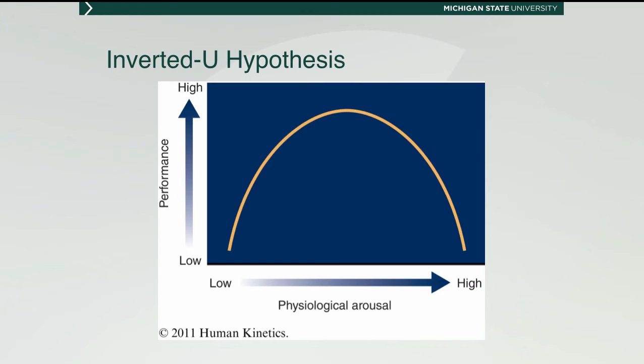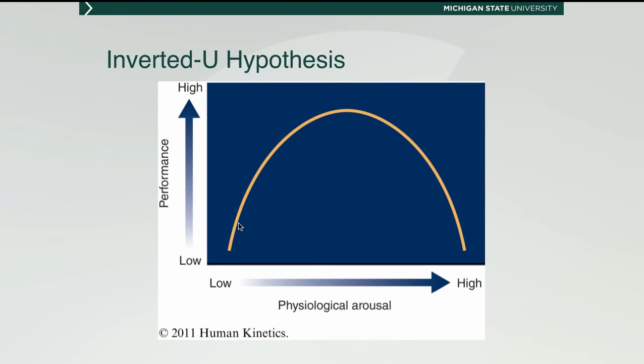But if we think of something like the inverted U hypothesis, this one is a little bit easier to digest. So what we've got here is, on the y-axis, performance, so low performance, high performance, and then on the x-axis we have, again, low physiological arousal, and then high physiological arousal. What you can kind of think of here is this suggests that athletes or physical activity participants, if they have no physiological arousal, they're not amped up, their performance will be low.